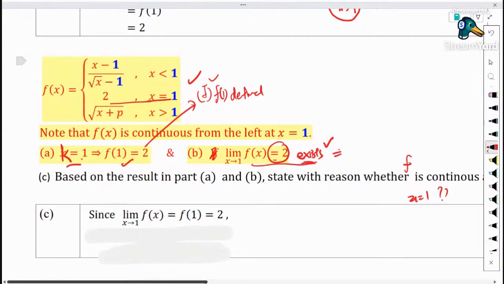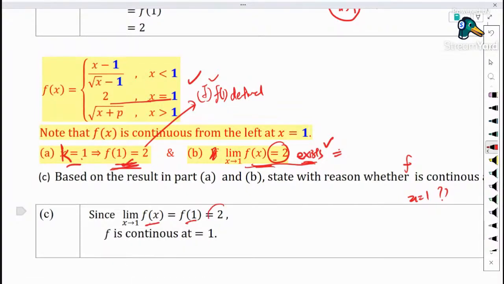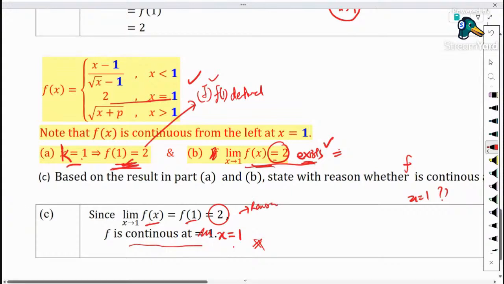So now, using these two pieces of information, we compare the function value f(1) and the limit value. Are they equal to each other? And then we come to a conclusion: is it continuous? The reason is that the limit and f(1) are equal to each other and equal to the value 2. So f is continuous at, I think there's a missing term here, continuous at x equals 1. Therefore, this is our answer. This is the reason. Below is the conclusion.